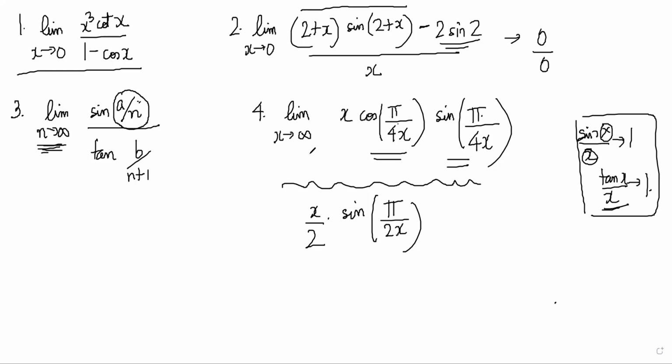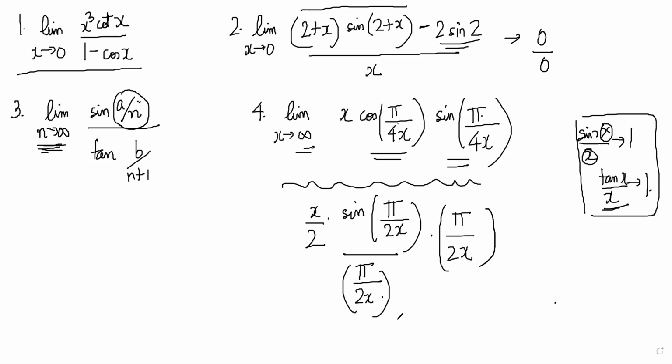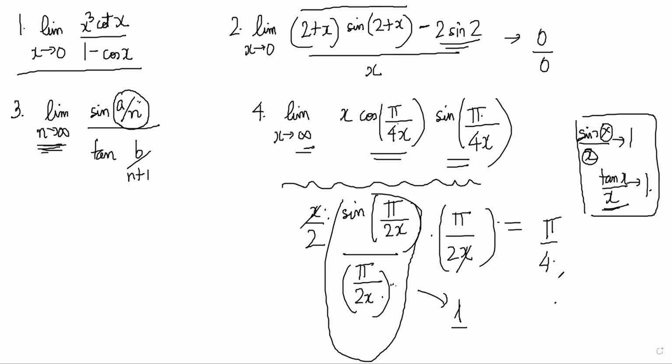Now notice that if x is tending to infinity, my angle here is tending to a very small thing. So I just need a denominator of a similar angle. I'll put that there and multiply by pi by 2x here, because I have arbitrarily added this, so I have to adjust that. This part will become 1, and this part, x cancels and it will become pi by 4. So this answer will be pi by 4.